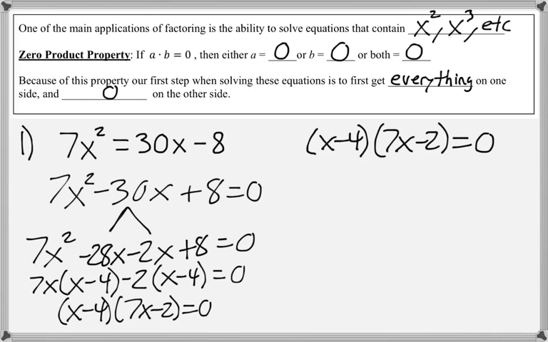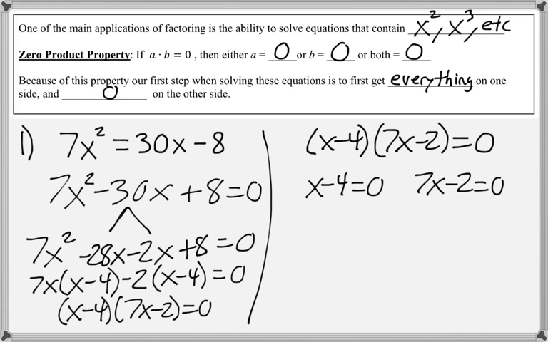Okay, so I have this factor times this factor, and it's equal to 0. So according to the zero product property, basically I'm just going to set both of these equal to 0. So I kind of have two branches to my problem now. I have x minus 4 is equal to 0, and I have 7x minus 2 is equal to 0.